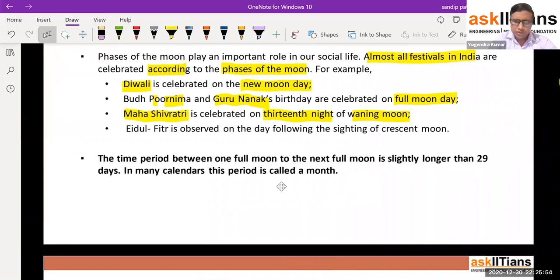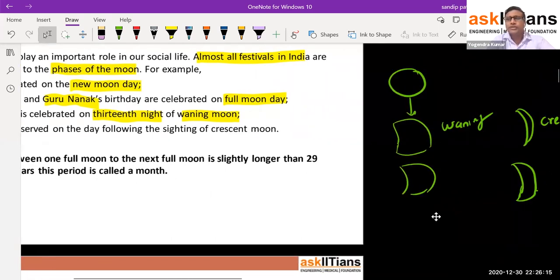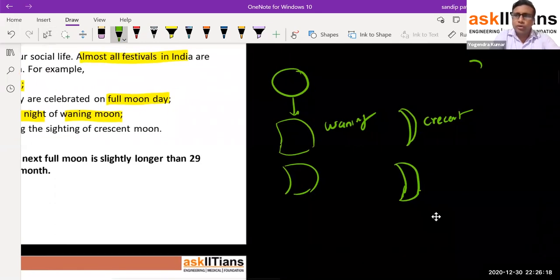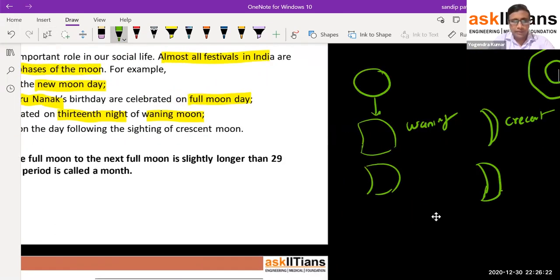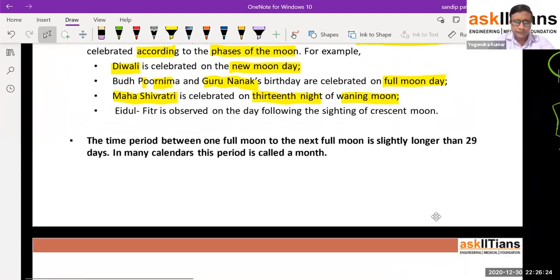So we have also seen the festivals. Festivals are based on the different phases of the moon. And what is the time period from one full moon to the next full moon? One full moon to the next full moon is slightly longer than 29 days. This period we normally call a month. Normally we say that for the moon to go around, it will take 29 days.